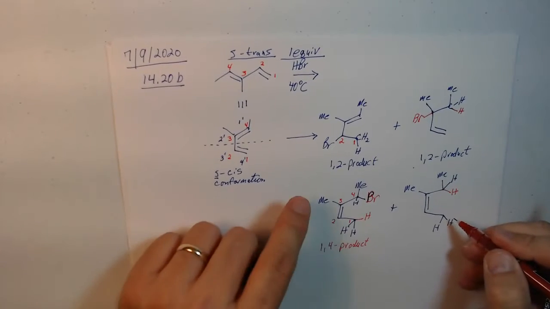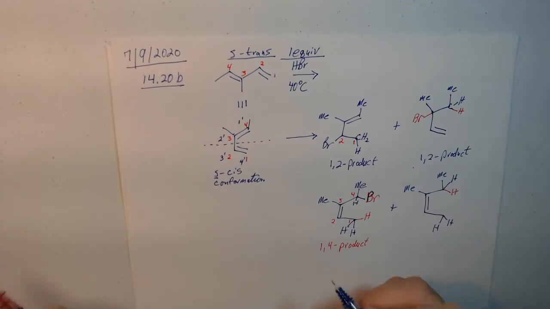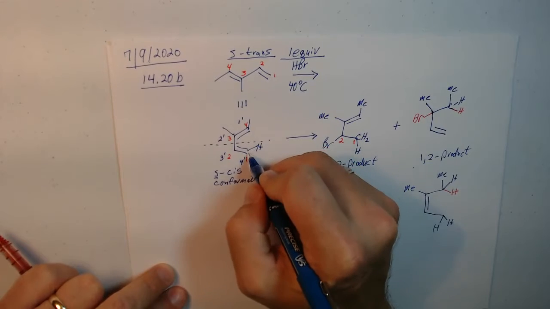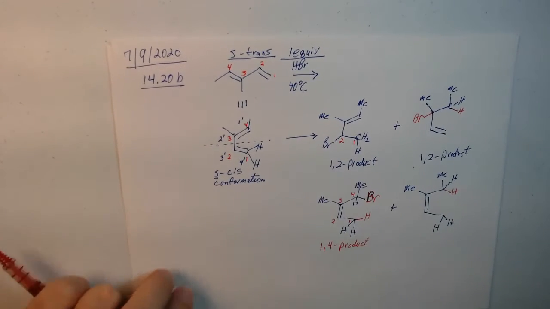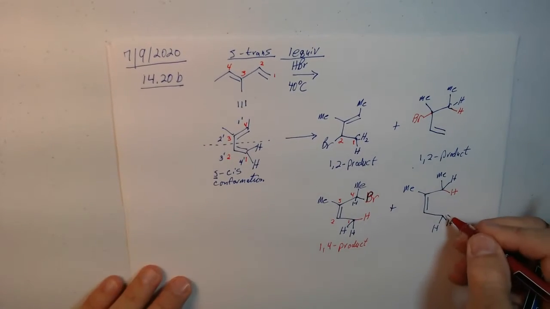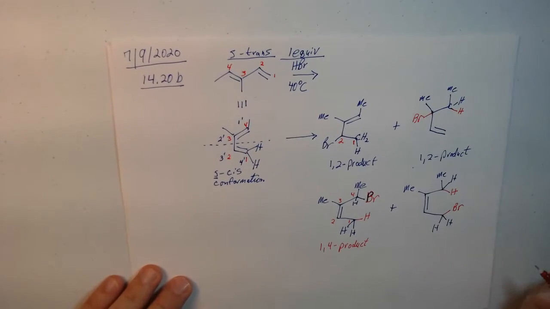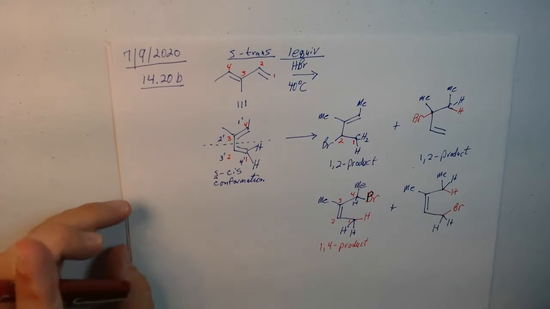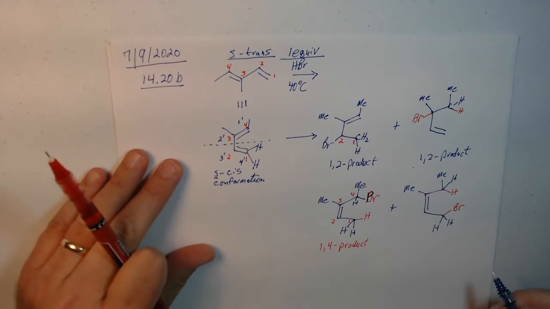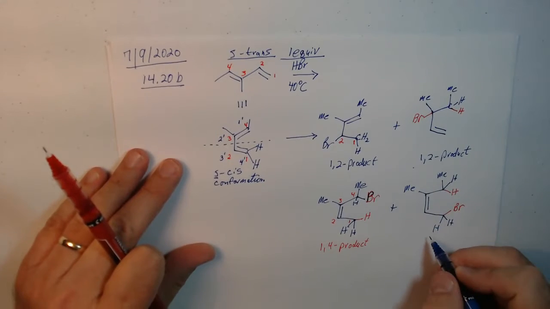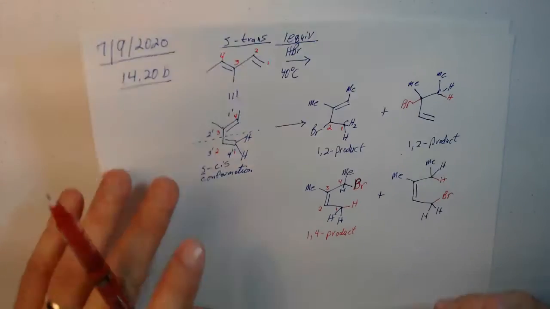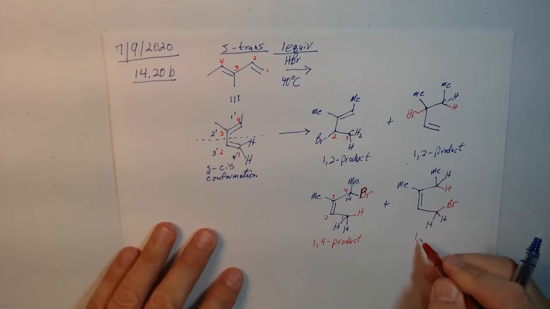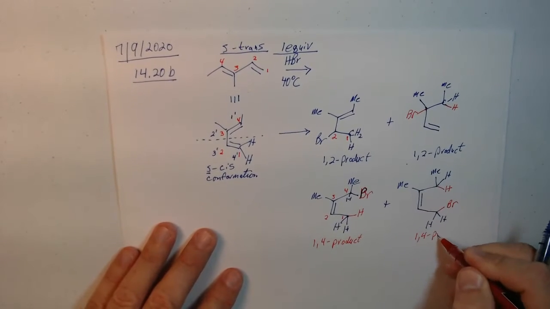Two hydrogens that were already there on that double bond. Let me put these in explicitly for you here so you see where those are coming from. And then the bromine adds here. So that's a unique compound that we've made. And this is another 1,4 product.